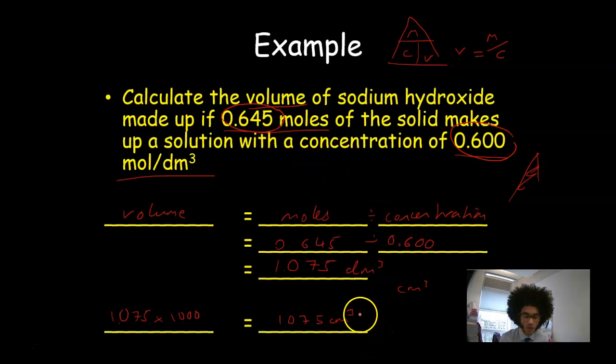If you want to be really fancy, you'll notice that all our information is to 3 significant figures. So if I wanted to round this to 3 significant figures, it would be 1080 centimeter cubed to 3 SF.